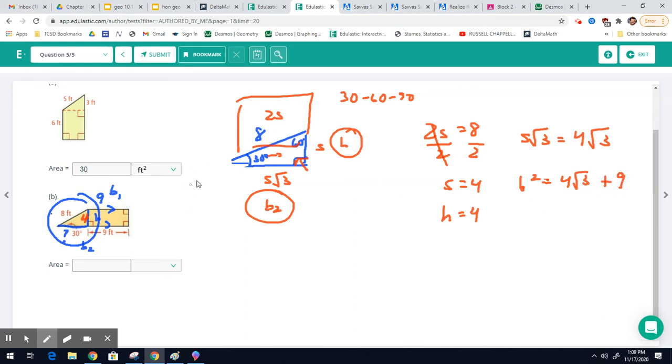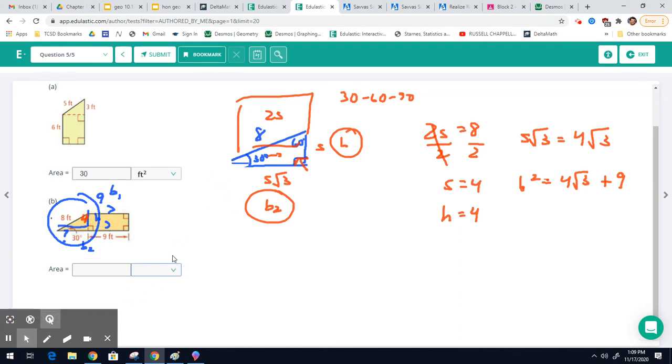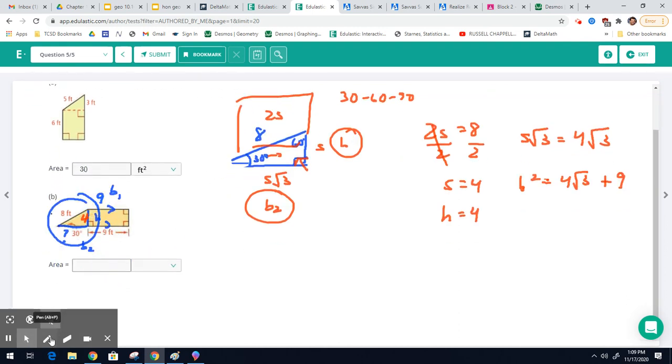Now it says round to the nearest, what's it say round to? To the nearest tenth. So we'll do that in a second. But we're going to leave this out a little bit. Oh, that's base 2, not b squared. Sorry about that. Let me put that lower. So base 2. I was like, what am I squaring?